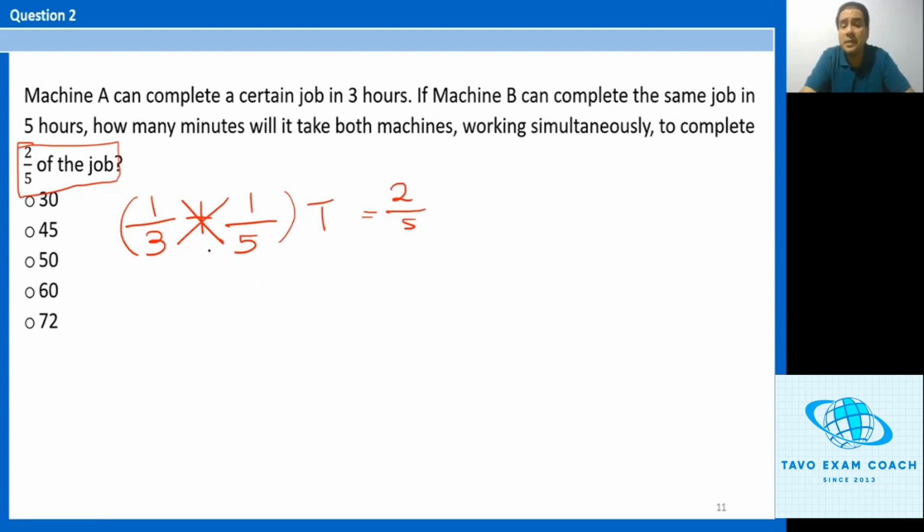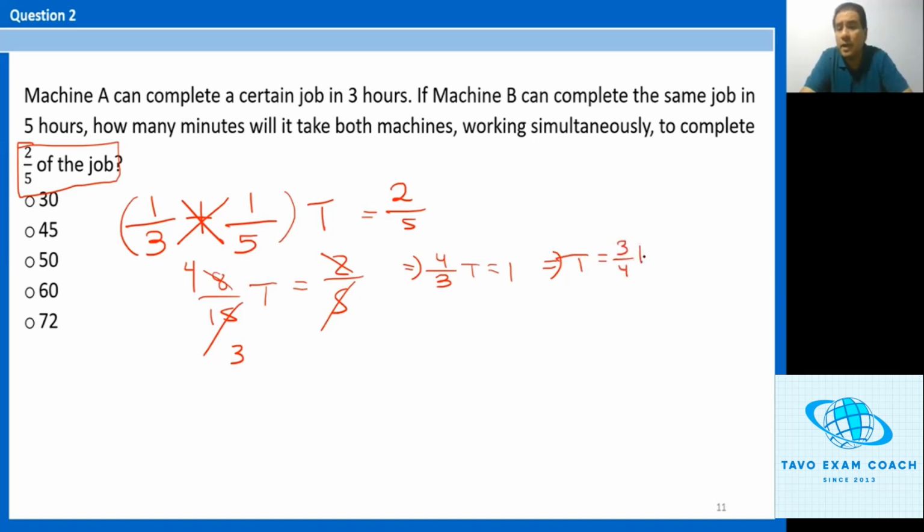Okay, the sum of this is 8/15 multiplied by t. So we can just simplify here. 5, here 3, 2, you get 4. So what is this? 4/3 of t equals 1. So t, the time, would be 3/4 of an hour. That is 45 minutes.